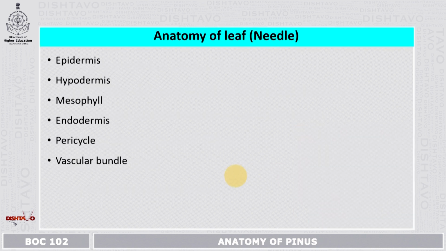Coming to the anatomy of leaf, the leaf is also called a needle. It has the following parts: the epidermis, hypodermis, mesophyll, endodermis, pericycle and vascular bundle.